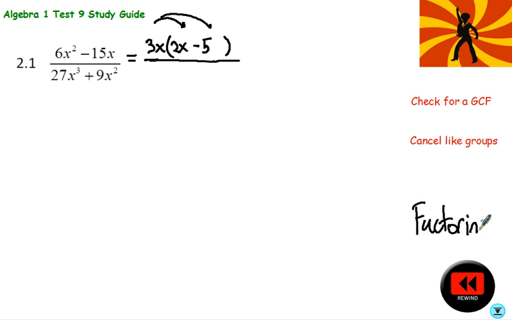Factoring. I really want you to get this visual of hitting the rewind button. You're just going back to say, what did it look like before something got distributed? What's nice about factoring is you can always check your answer, because if you said 3x times 2x, that's 6x squared. And then if you said 3x times negative 5, that's negative 15x. So you can always check to see if you got it correctly or not.